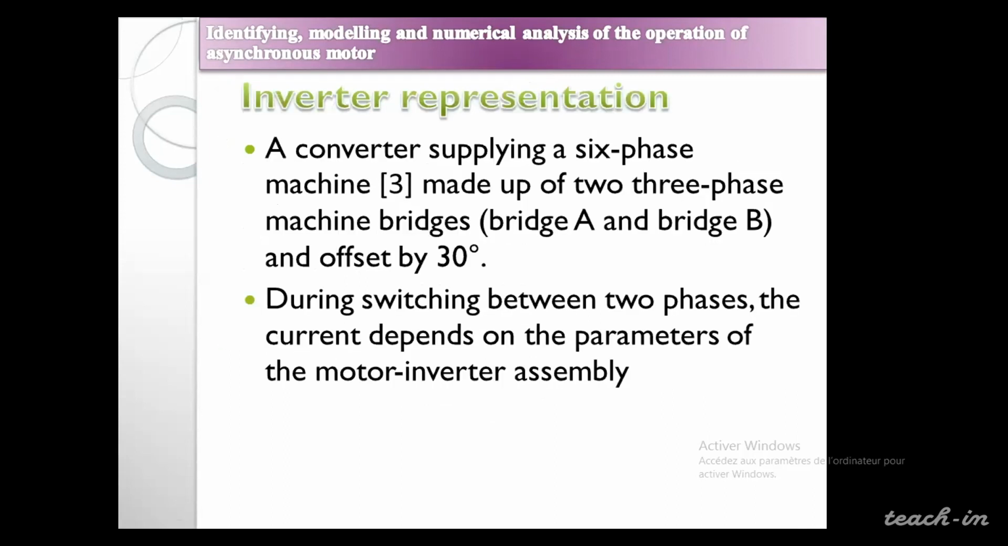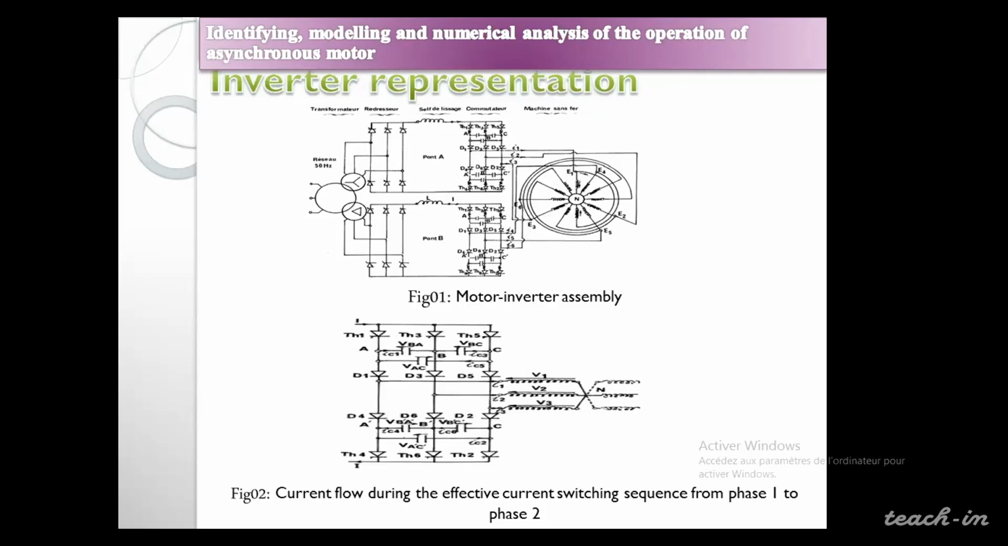And for the inverter representation, the inverter is an important part of the whole system, machine and inverter, or converter. A converter supplying a 6-phase machine is made up of 2 three-phase machine bridges, bridge A and bridge B, offset by 30 degrees. During switching between 2 phases, the current depends on the parameters of the motor assembly. Here we have the motor-inverter assembly. This is the motor and this is the inverter. We have here 2 bridges, bridge A and bridge B.